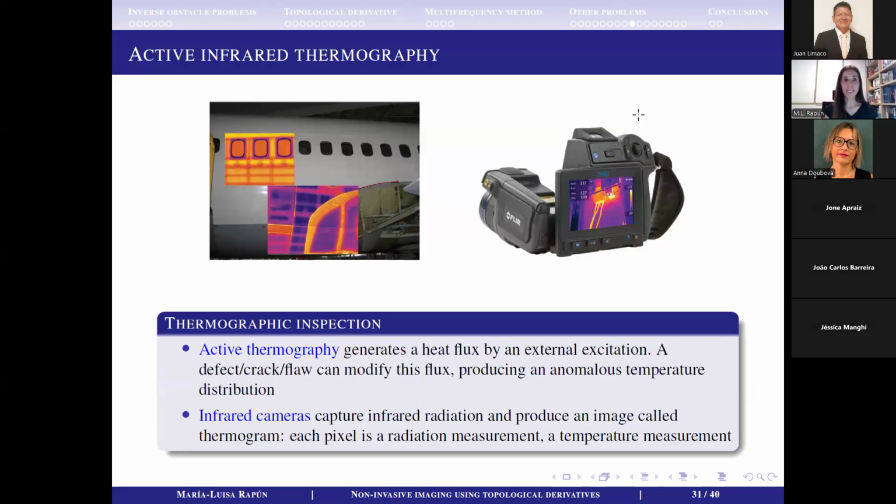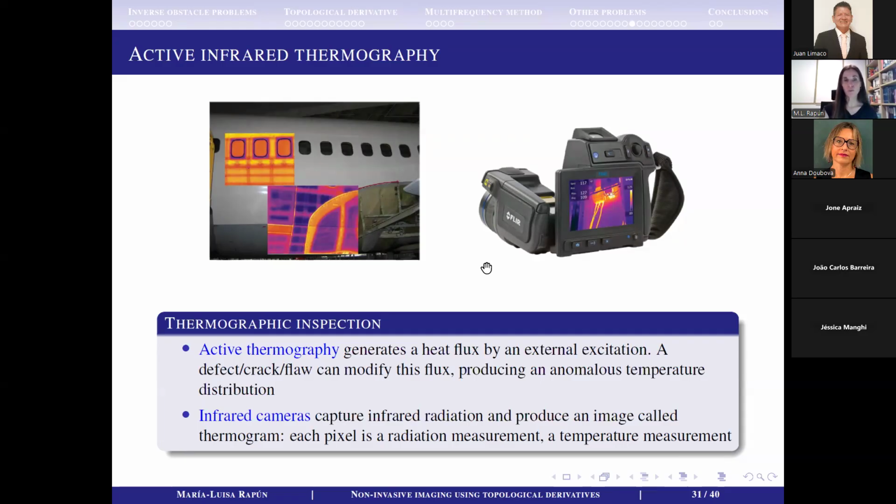In this case, as I previously mentioned, what you do is to heat the structure you want to investigate, and then you take a picture with your thermal camera, which is like a normal camera, but these kind of cameras are able to capture infrared radiation, and this radiation is translated by the camera as a temperature color map. And then from this picture, you can try to identify some internal defects.